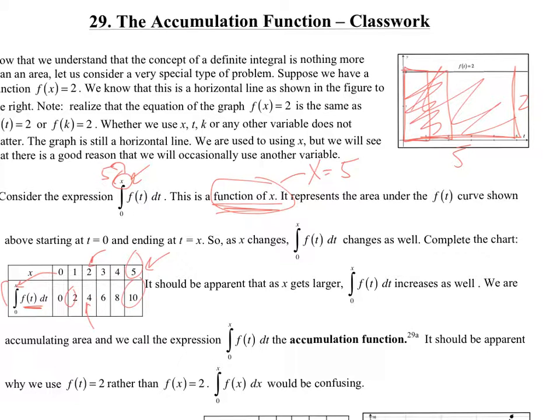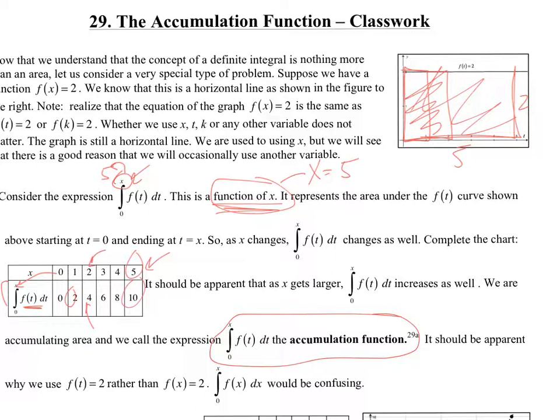And so on and so forth. To accumulate, or 4 and 2, actually, to make 6. To accumulate that area from 0 to 5, we've accumulated to 10. And this is called the accumulation function: the integral from 0 to x of f of t dt.